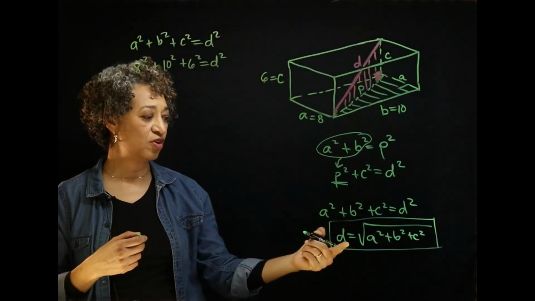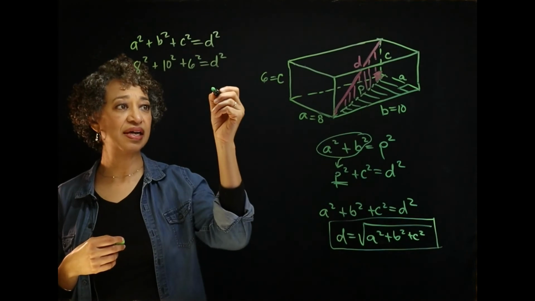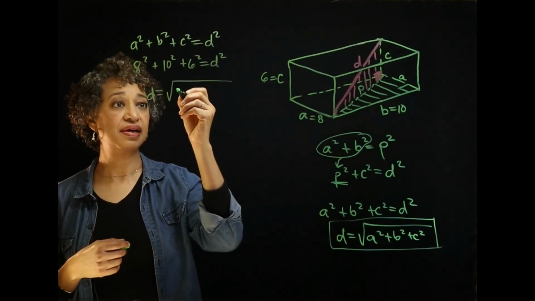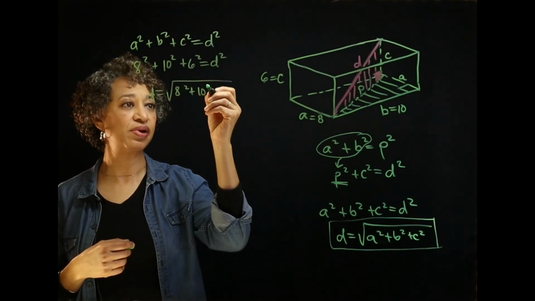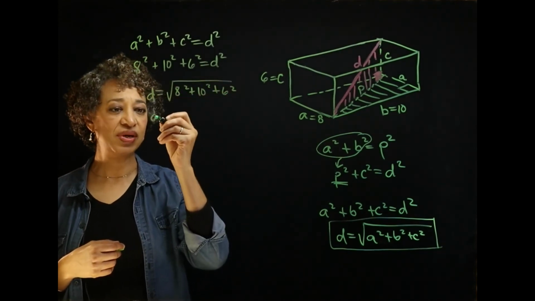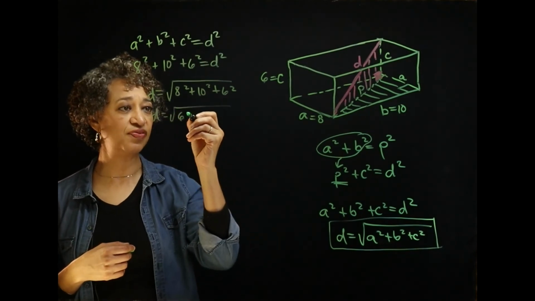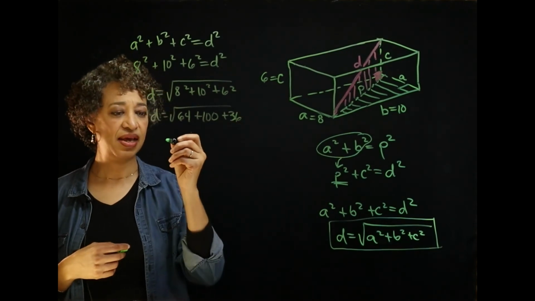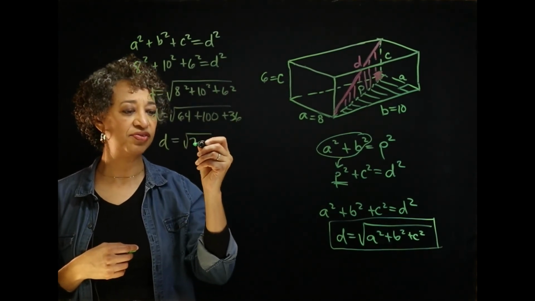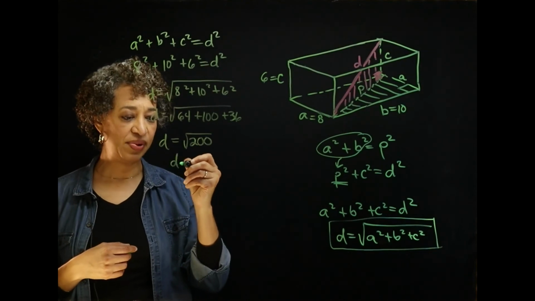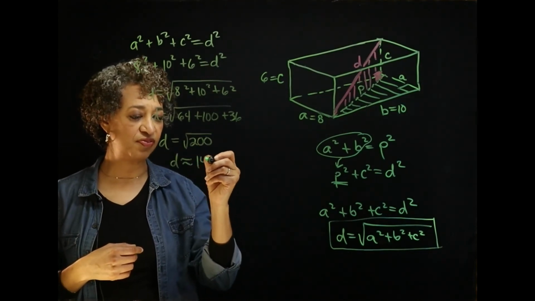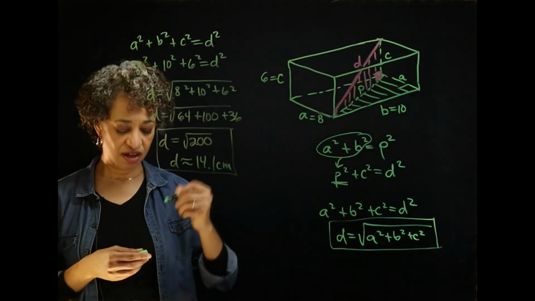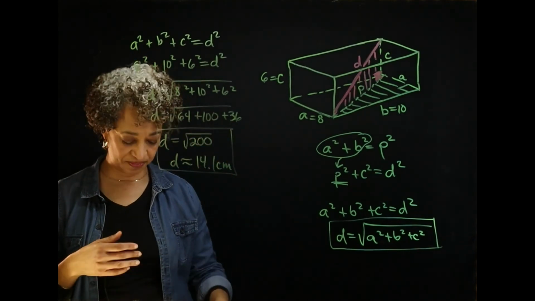All right, the formula says I can take the square root of both sides to get my D. Let me put my D over here. And I get the square root of 8 squared plus 10 squared plus 6 squared, which is the square root of 64 plus 100 plus 36. And that is the square root of 200, just like what we got before. And that's approximately 14.1 centimeters. That is the length of the longest stick in our box.